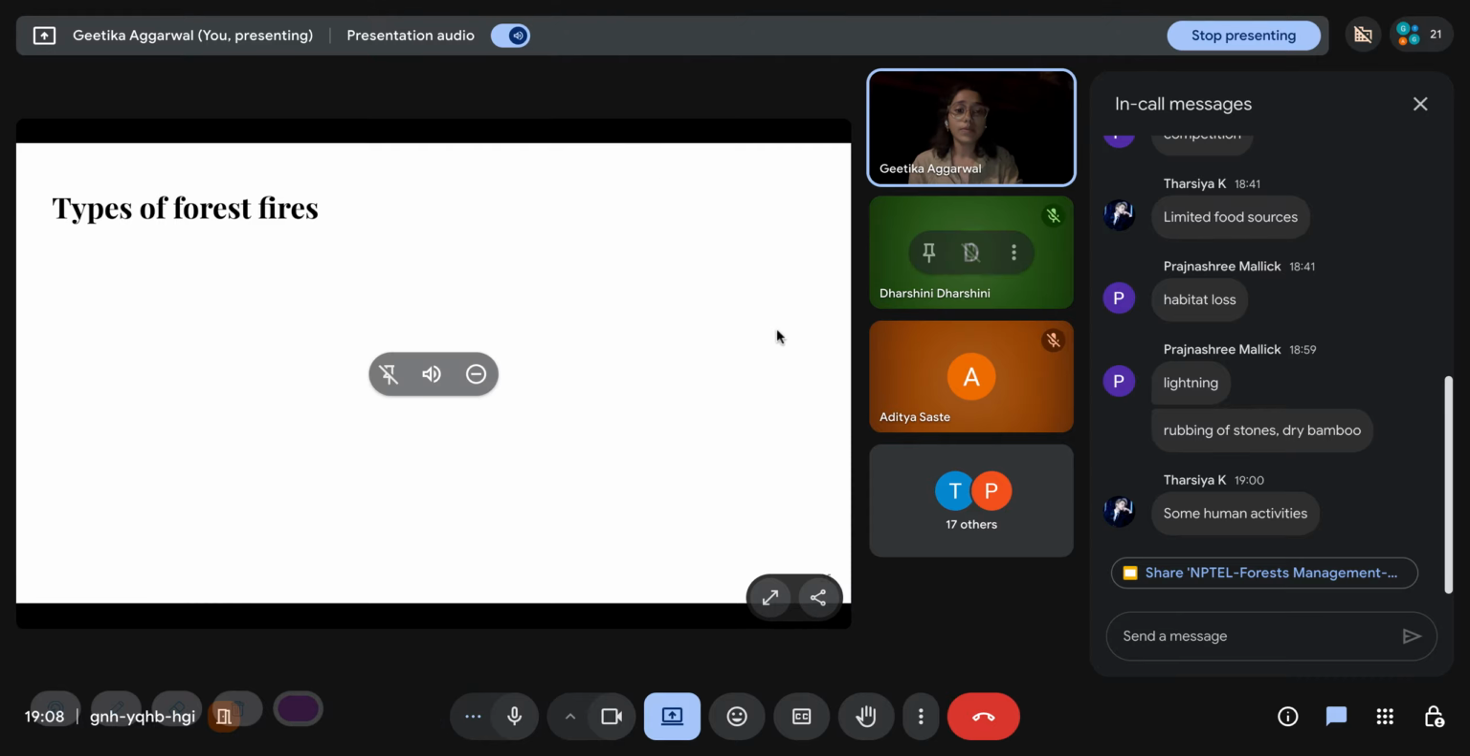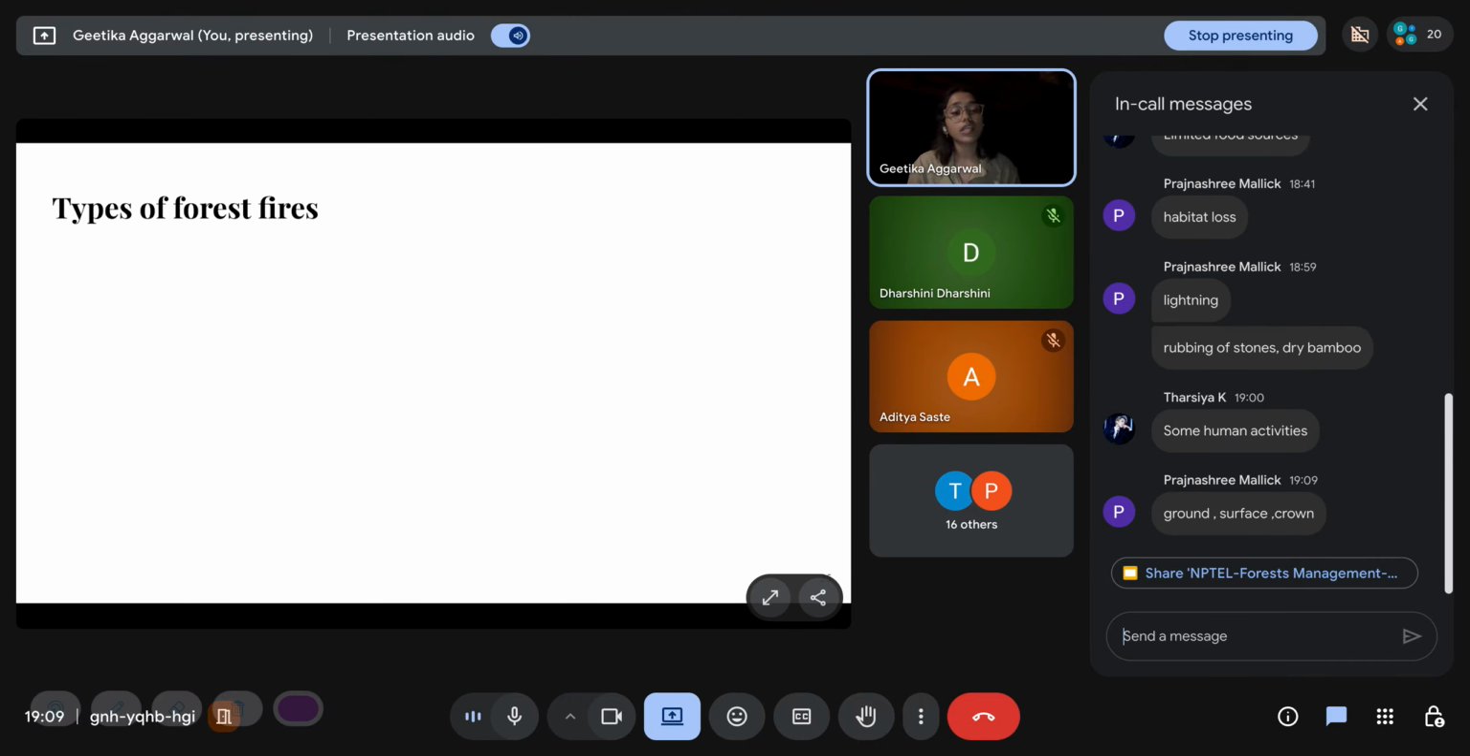But there are different types of forest fires. So, is anybody aware of what the different types of forest fires are? How are forest fires classified? There are different ways in which you can classify forest fires, based on where the fire is actually happening.